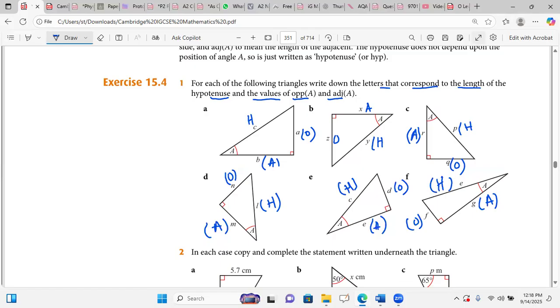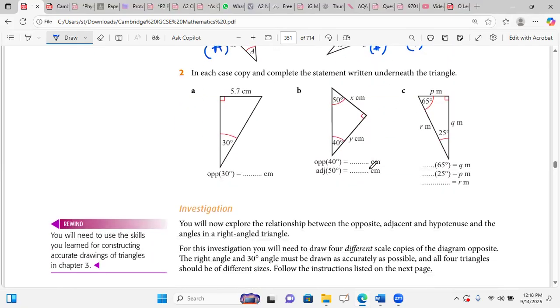After that, here he is saying that if he is asking for the side opposite 30 degrees, it is 5.7 centimeters. Here, opposite to 40 degrees is x centimeters, and adjacent to 50 degrees is also x centimeters. After that, Q meters is opposite to 65. For 25, P meters is also opposite, and R meters is opposite to 90 degrees, which is called the hypotenuse.